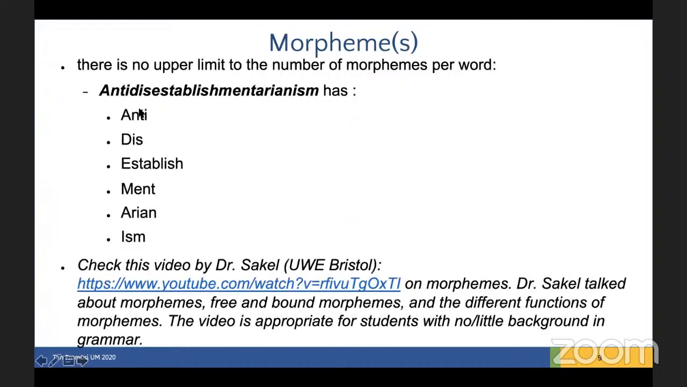There is no upper limit to the number of morphemes per word. Jadi satu kata itu bisa banyak sekali morfemnya. Nggak masalah. Misalnya anti-disestablishmentarianism. Coba kalian ngomong ini. Coba dipraktekkan. Nah, you will find that it's very mouthful, very wordy gitu. Nah, itu terdiri dari beberapa morfem.